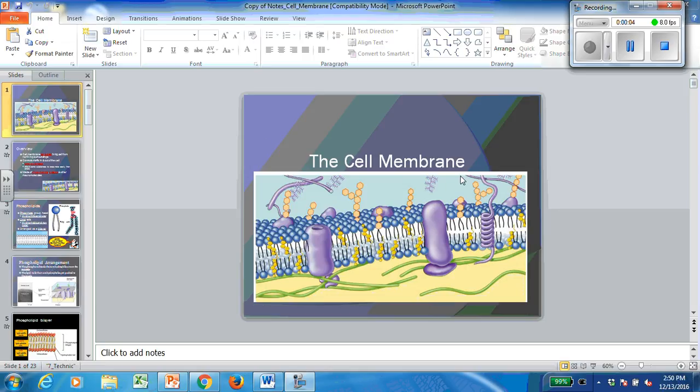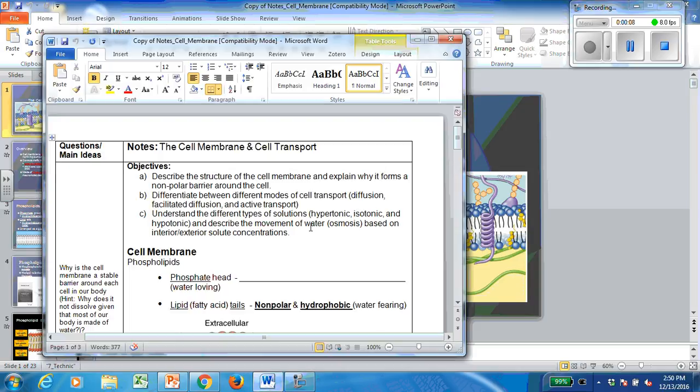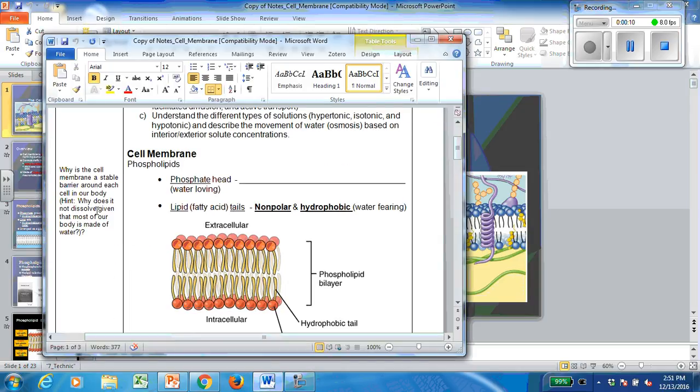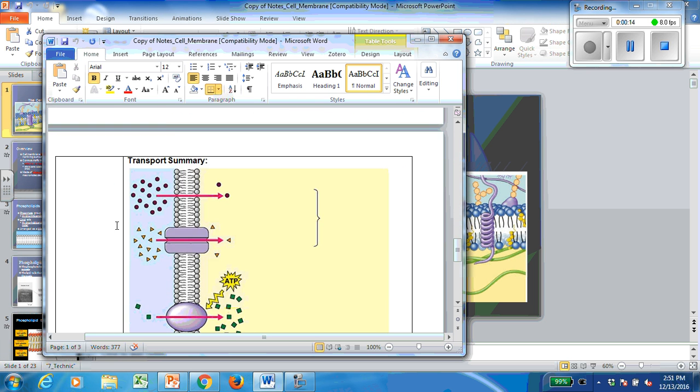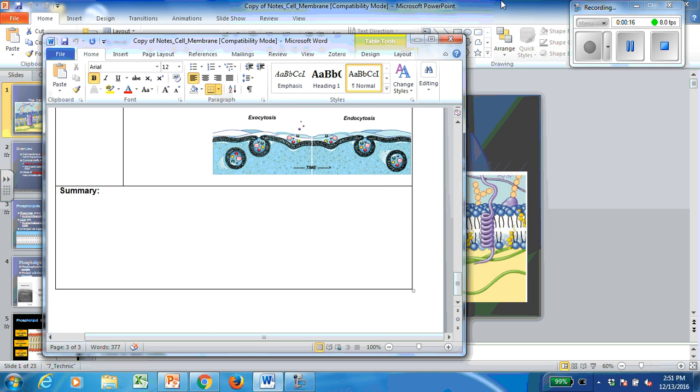These are your notes on cell membrane. Please follow along with these notes. These are your Cornell notes. Make sure that as you write down the information, you're also answering the questions to the left. And at the very end, you write a 2 to 3 sentence summary of what the notes were about.